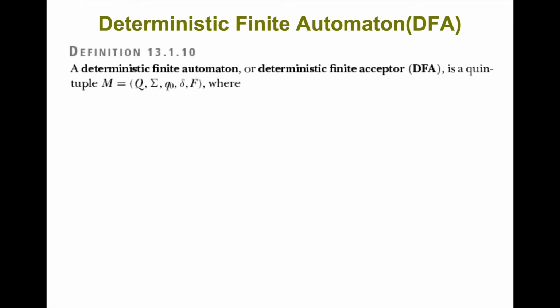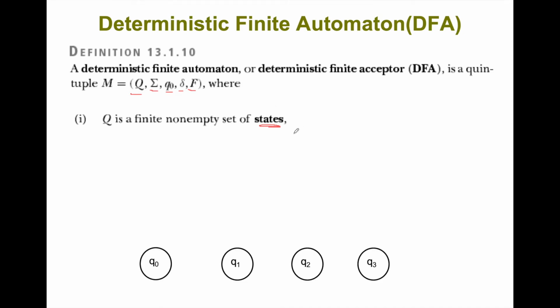Now, a deterministic finite automata, or a deterministic finite acceptor, is a quintuple, which is a machine with 5 tuples. Those tuples are Q, sigma, Q naught, del, and F. Alright, Q is a non-empty set of states, and we usually represent this in a transition diagram as a circle with the title of the state.